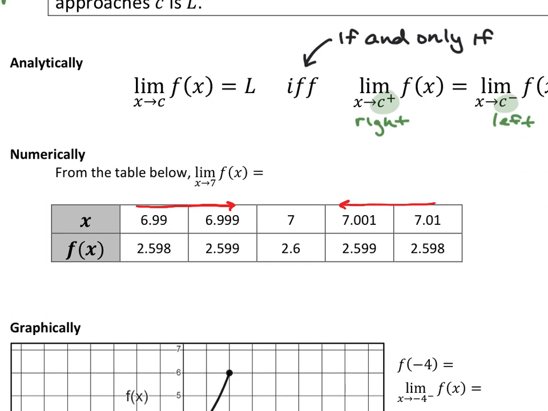So we look at the outputs here. What are the outputs, on both sides, getting very, very close to? We have 2.598, 2.599. What is it getting close to? And on the other side, if we look inwards, we have 2.598, 2.599. What is it also getting close to? So since those numbers on both sides are getting close to 2.6, we can say that the limit is 2.6. Limits mean as we're getting very, very close on both sides, what is the output?